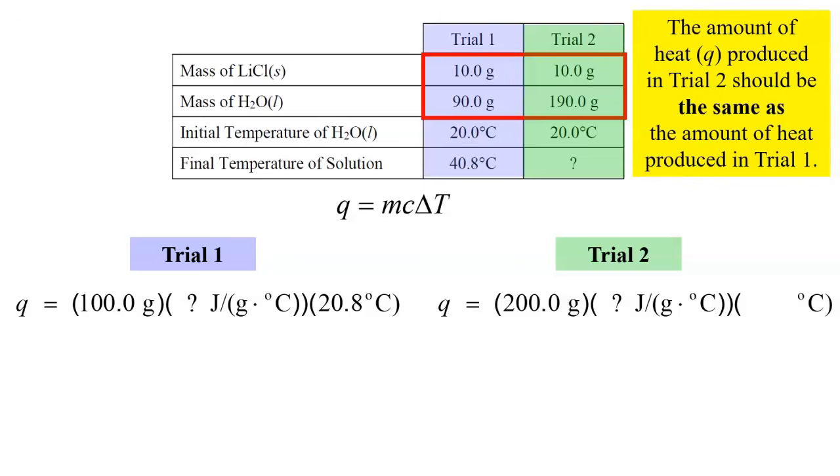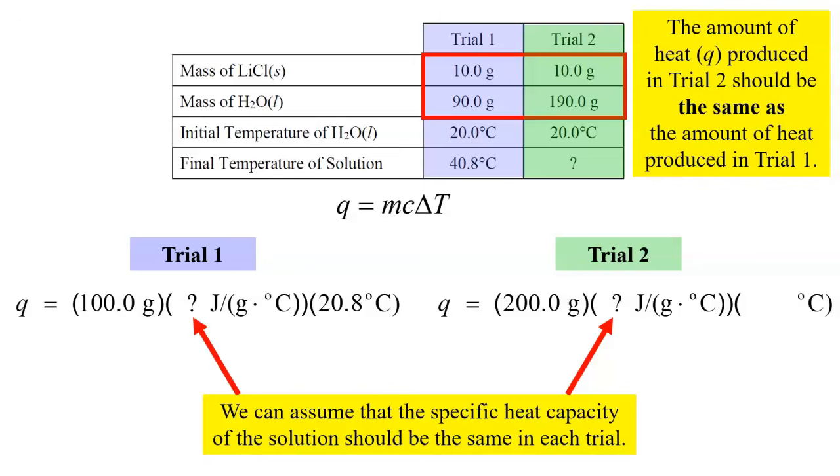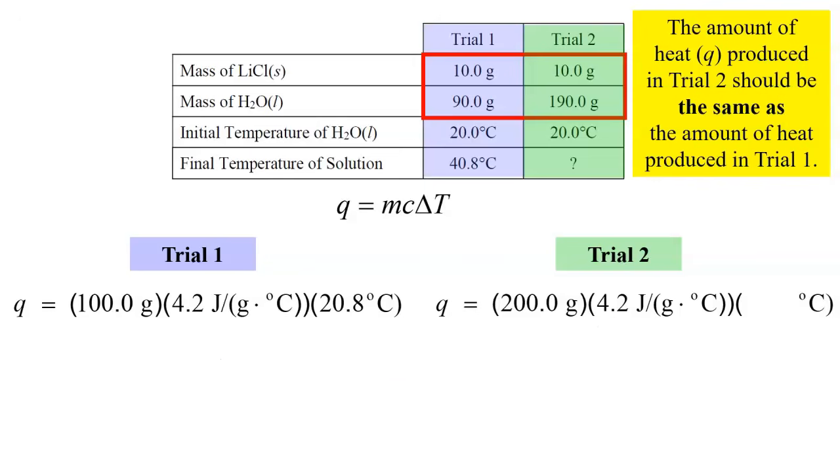Again, we don't know the specific heat capacity of the solution, and we also don't know at this point what the delta T, or the change in temperature, is. Now, because these solutions are mostly made of water, it is a reasonable assumption that the specific heat capacity of the solution in trial 1 and trial 2 are going to be the same, or very approximately the same, for the purpose of answering this question. So because we can assume that the specific heat capacity of the solution, which is mostly water, is the same in each trial, I'm just going to put a number in that spot. And I put 4.2 because that's very close to the specific heat capacity of water.